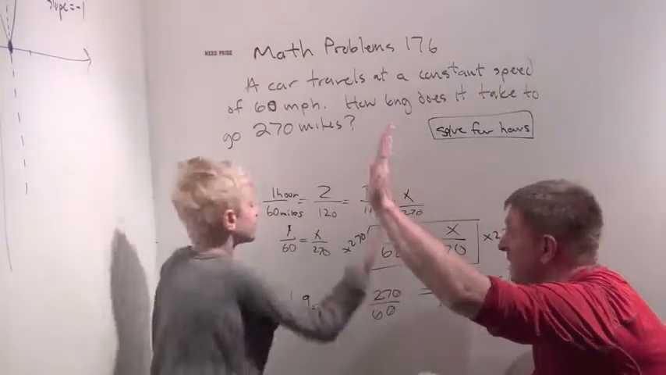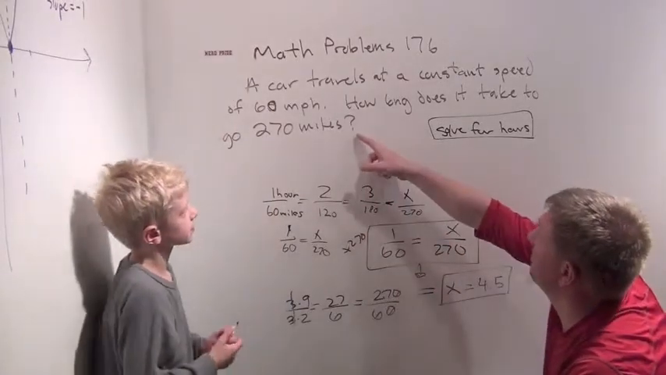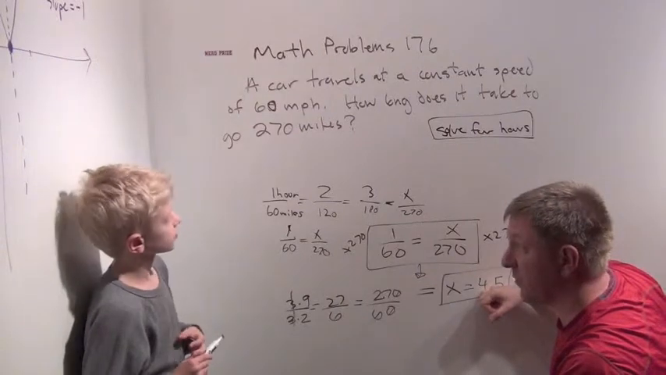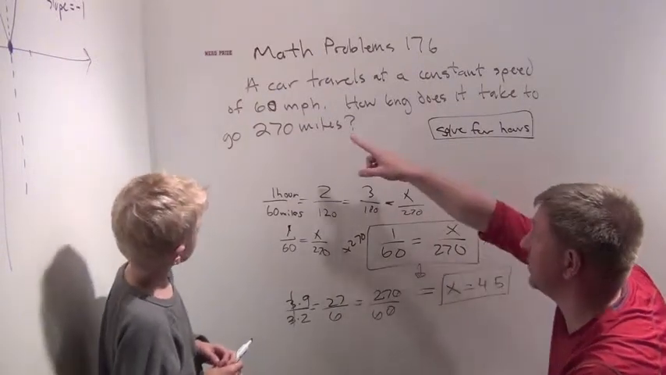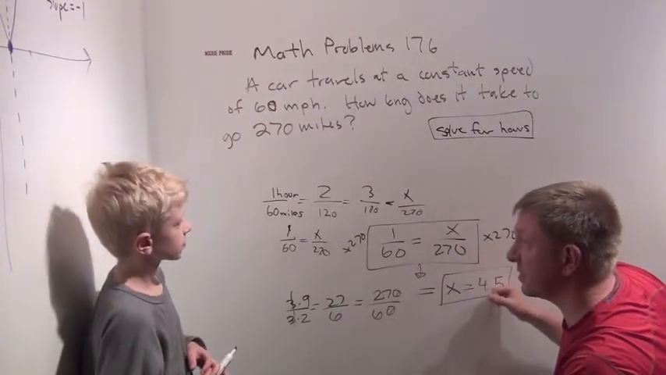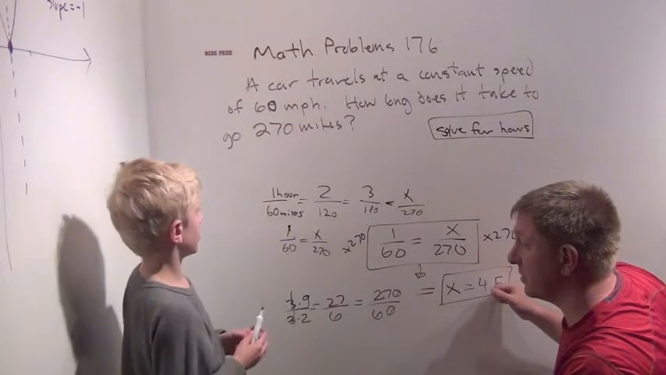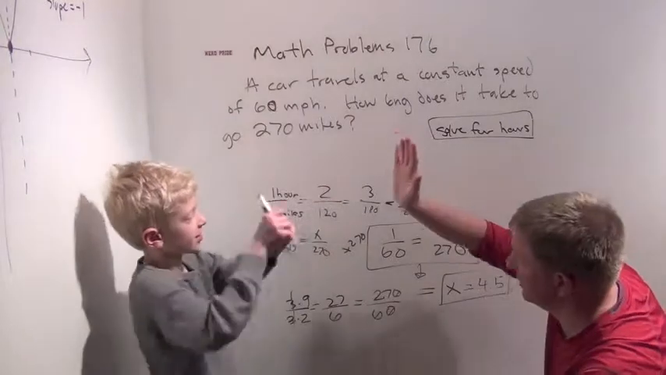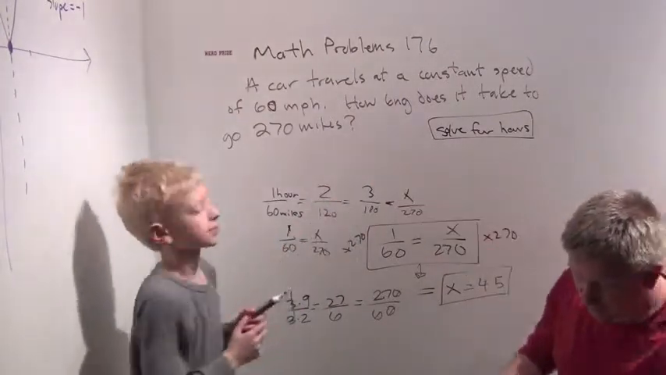Good job. All right, and let's see if that makes sense. 60 miles an hour for 4 hours is 240 miles. 60 miles for half an hour is how many miles? 60 miles for half an hour is 30 miles. And what's 240 plus 30? 270. Good job.